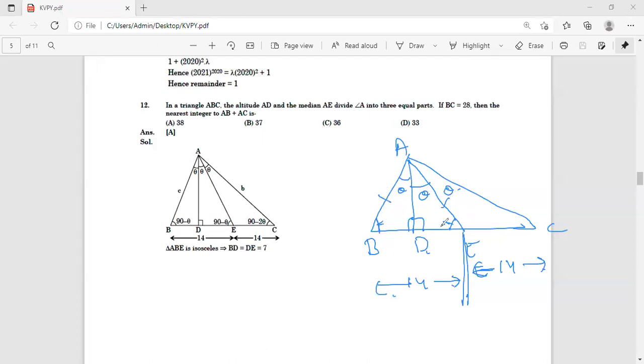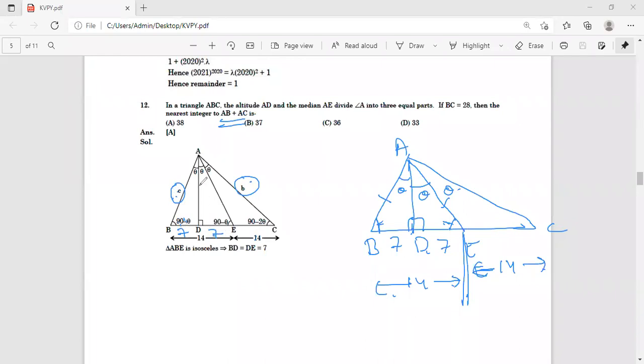So in an isosceles triangle, altitude is also the median. So this is both 7, 7. This we can make out directly. This is 7, 7. This is 14. This we can make out from the question. Now we have to find AB plus AC, the value. So I just need to find theta. If I find theta, I can find by trigonometry side C and side B, right? So theta we can find simply.